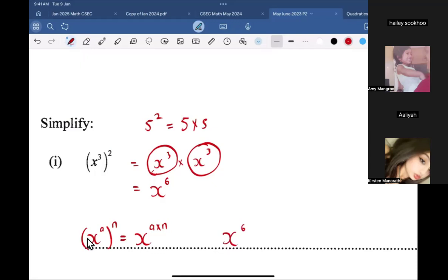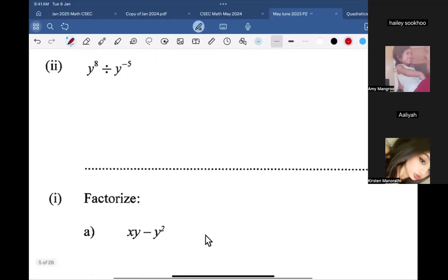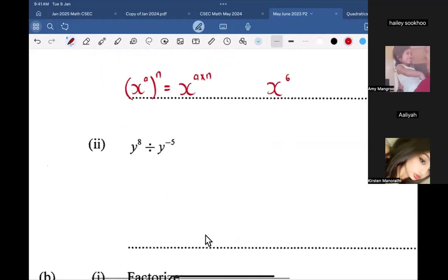Aliyah, do I even need to explain this question, or are you good with this? This is easy, right? Yeah. All right, next question. y to the power 8 divided by y to the power minus 5. This one is a little tricky.